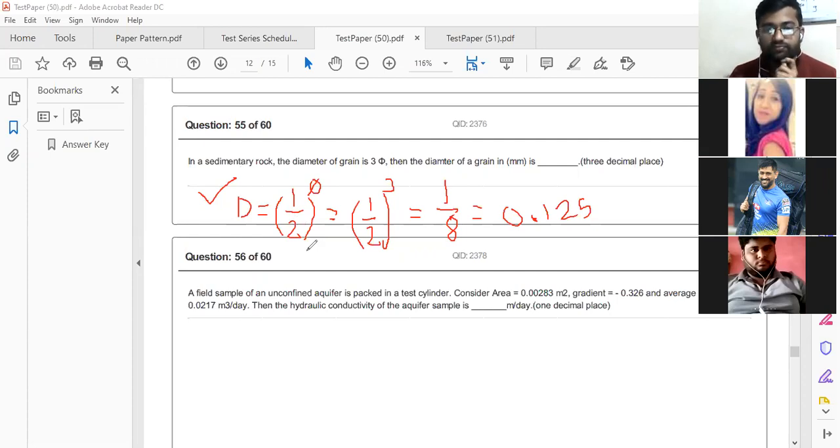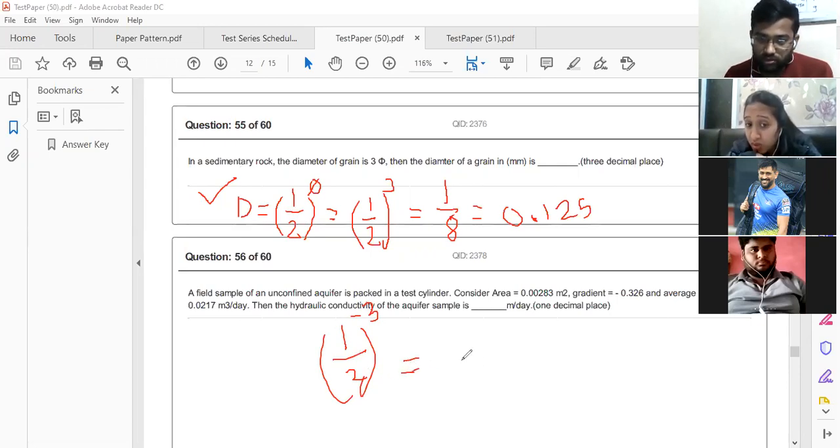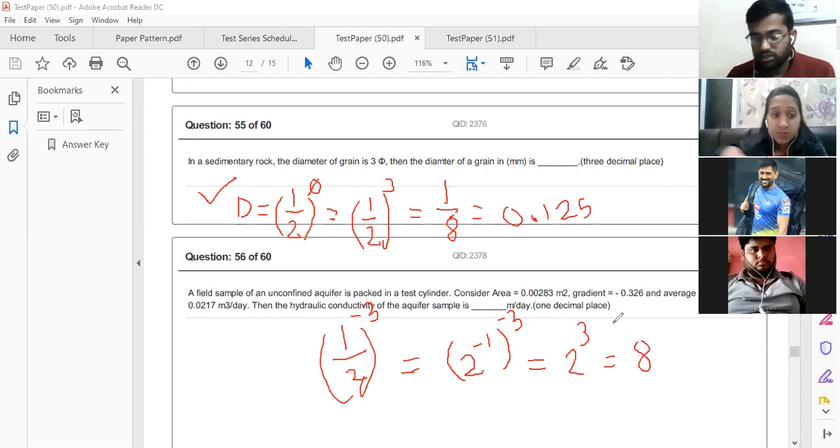Sir, if the phi value is given in negative, then how to solve it? Please explain. You have to take the reciprocal. Let's say consider this 1/2 to the power -3. Here you can write 1/2 as 2 inverse, so 2 inverse to the power -3. According to the law of indices, powers multiply. So 2 to the power -1 into -3 means +3. 2 to the power 3 means 8. In that case you will get 8.